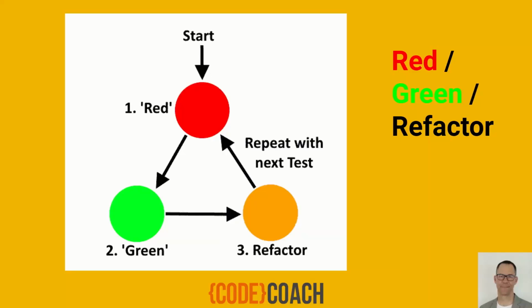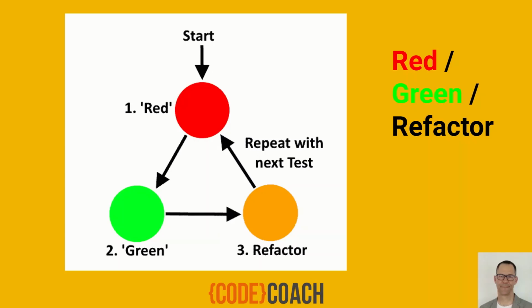Welcome back. Next, let's look at the life cycle of TDD. The life cycle of TDD is called red-green refactor, and it proceeds and iterates as shown in the diagram in the center of the screen there. Red is the first step. This is where we start.